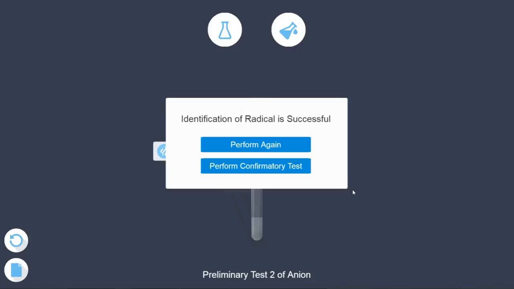The detection of anion is complete. Click here to perform confirmatory test.